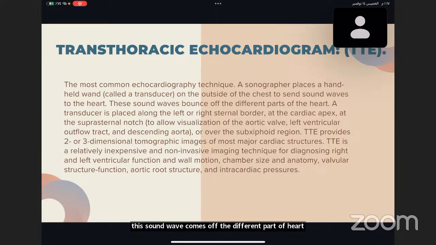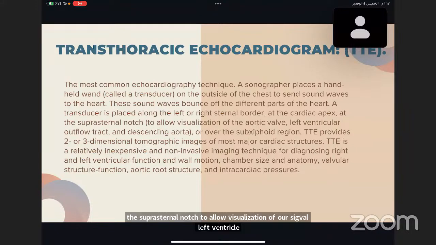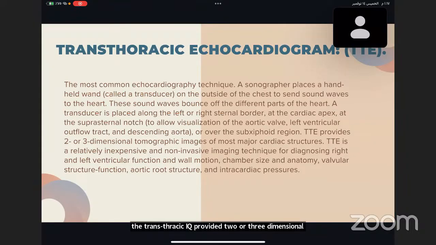The transducer is placed along the left or right sternal border, at the cardiac apex, at the suprasternal notch, or over the subxiphoid region, to allow visualization of the aortic valve, left ventricular outflow tract, and descending aorta. The transthoracic echo provides 2D or 3D tomographic images of most major cardiac structures.